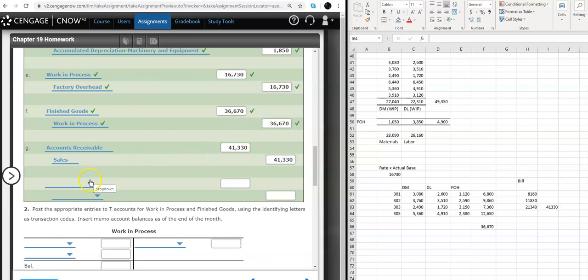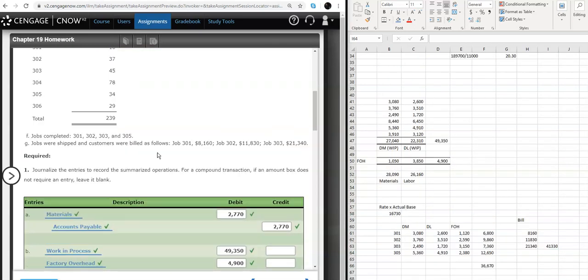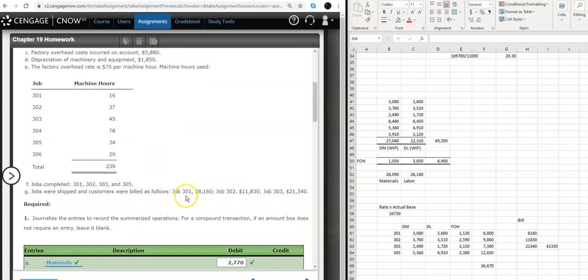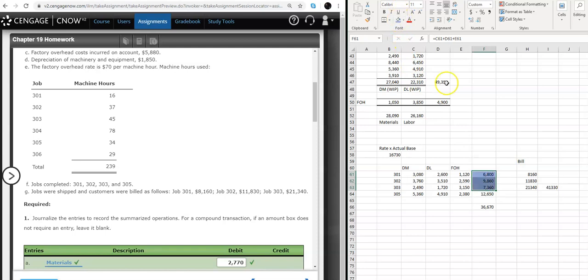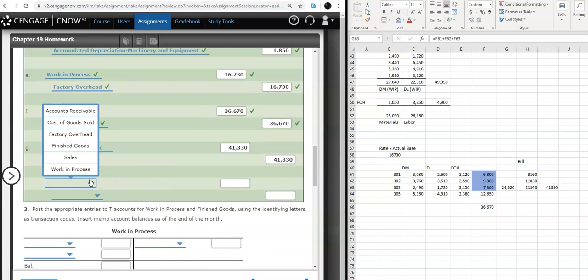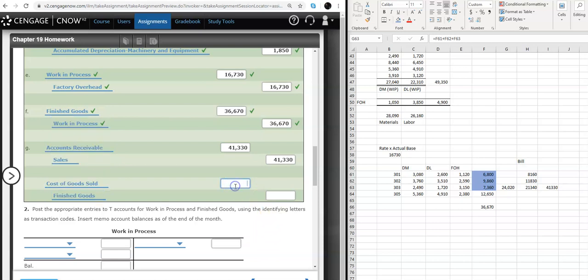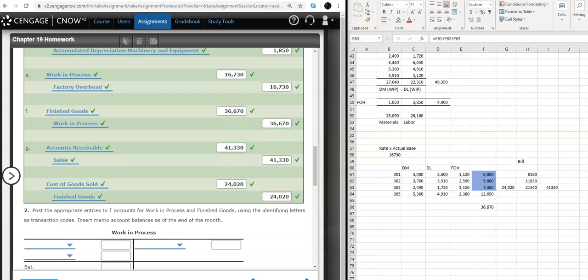Now, to take care of the movement of inventory, we sold jobs 301, 302, and 303. I just better double check that that's correct. Yes. All right, so those three jobs are right here. When I add those together, that is the amount that I move out of finished goods and into cost of goods sold. So 24,020 is going to be out of finished goods and into cost of goods sold. Right, so that completes my sale on account.